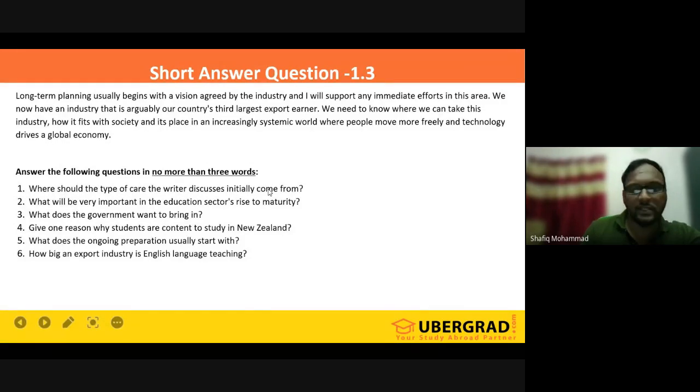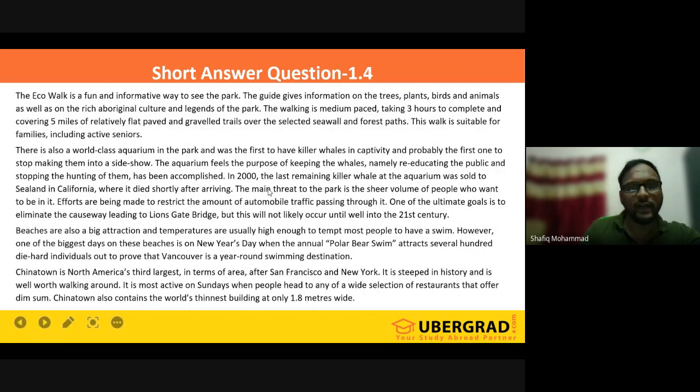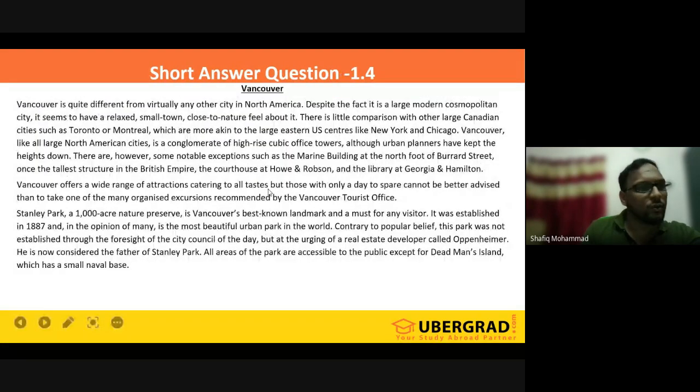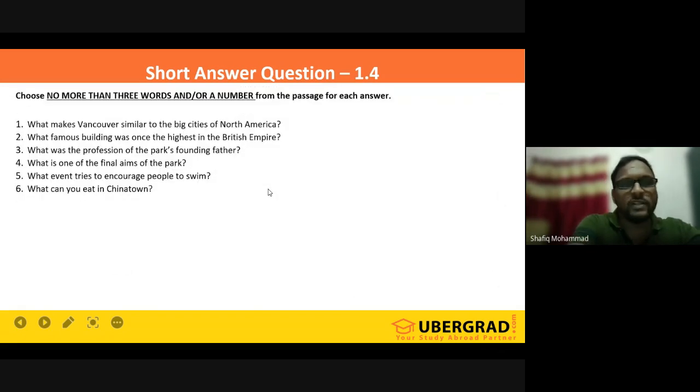Okay. So let's discuss 1.4 Vancouver. Many of you got it right. Fine. What makes Vancouver similar to the big cities of North America? Obviously, the cubic office towers. So, three words: cubic office towers. It is not cubicle, sorry, cubic office towers. That would be the right answer.